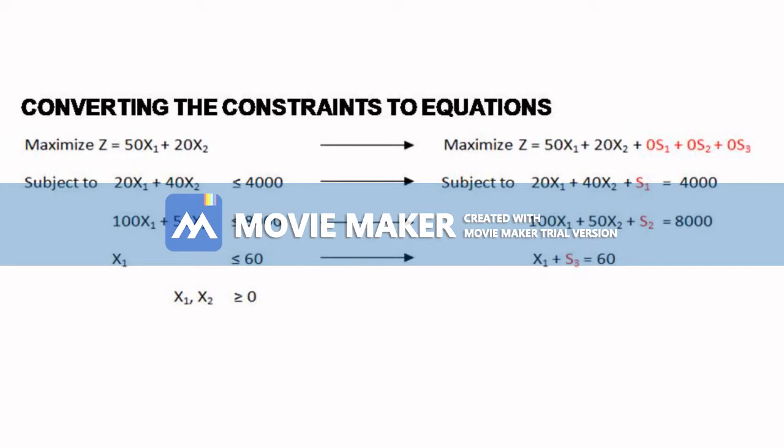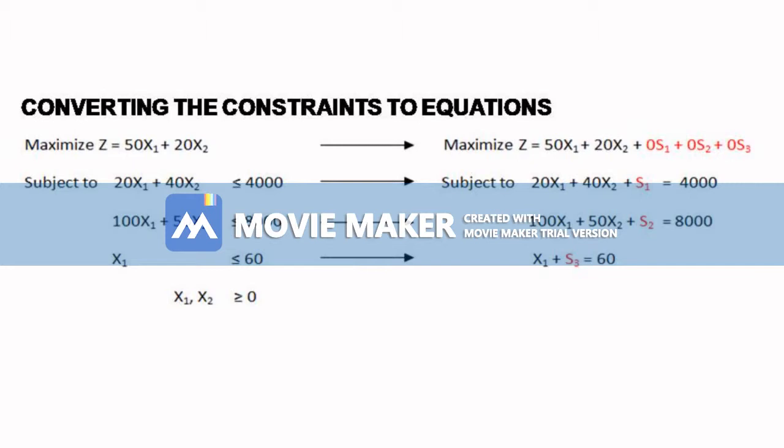And as you can see, we added a slack variable to each of the constraints. So S1 for the first constraint, S2 for the second constraint, and S3 for the third constraint. And because slack variables yield no profit, they are added to the original objective function with zero profit coefficients. So these slack variables represent unused resources.